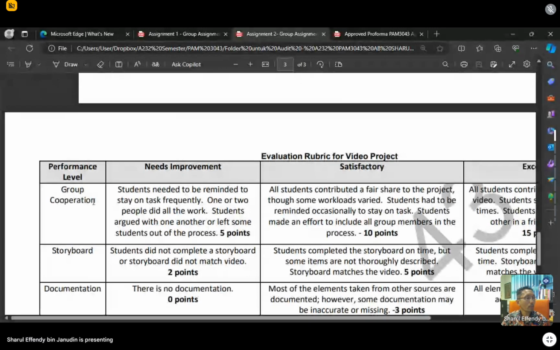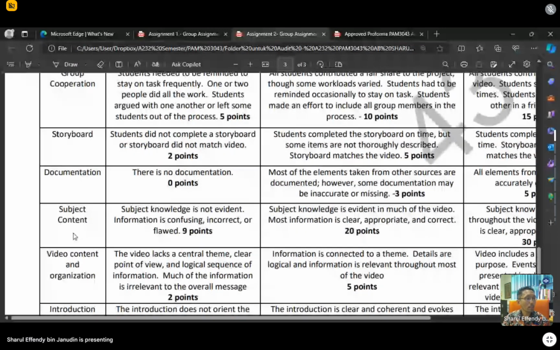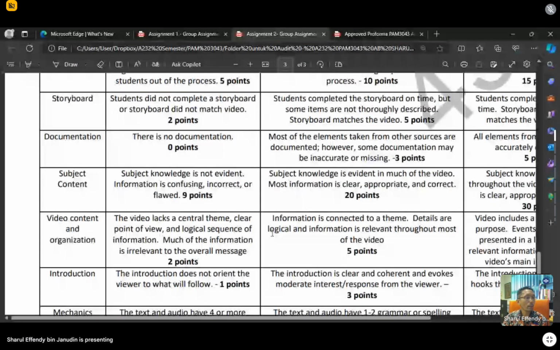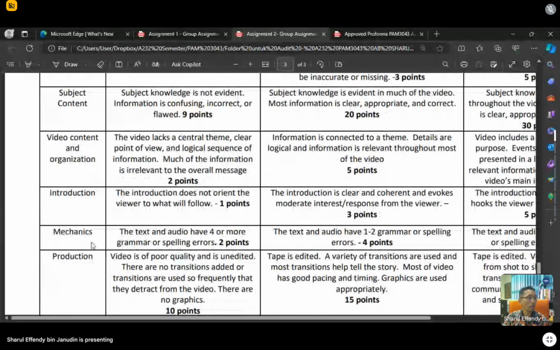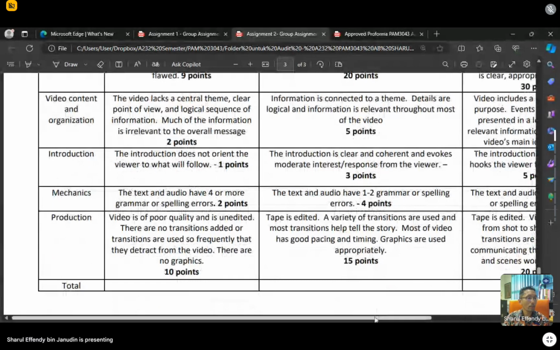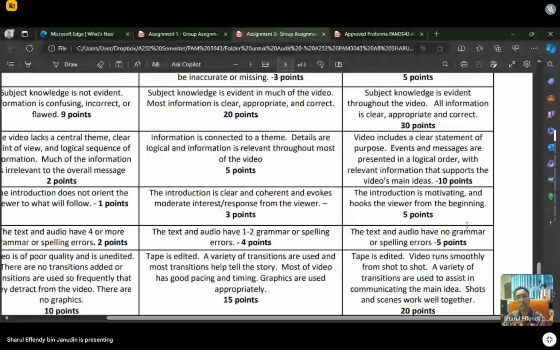Through the video, I will look at the group cooperation, the storyboard, because you have to give me the video plus storyboard, documentation, and subject content. The highest mark actually goes to subject content. Then introduction, mechanics, and production. The total mark is 100.